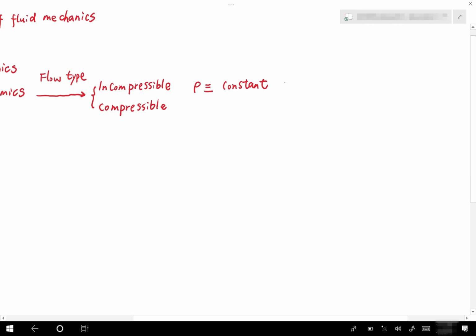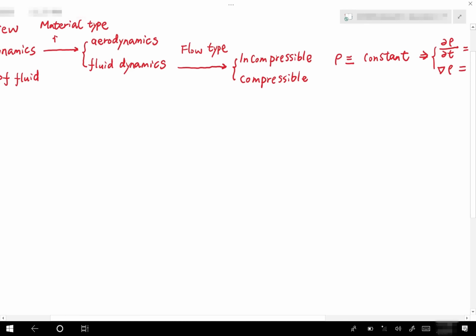And if density is a constant, it also means that both the temporal derivative of density and the gradient of density should be zero, because density does not change with time or spatial coordinates.